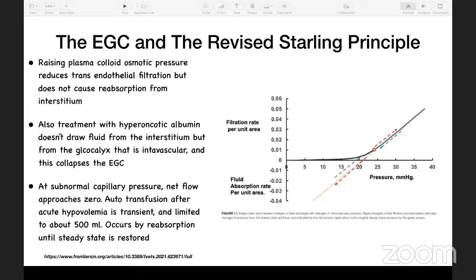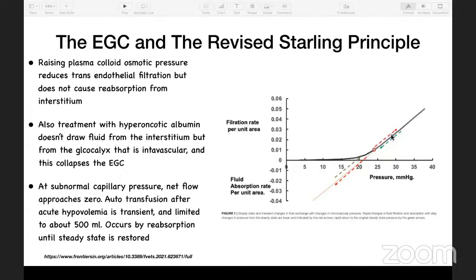So when we give plasma, when we give colloid, what we've been knowing is that you're increasing the oncotic pressure of plasma, and then you're going to reabsorb fluid from the interstitium. This does not happen. That's what the first point is explaining there.